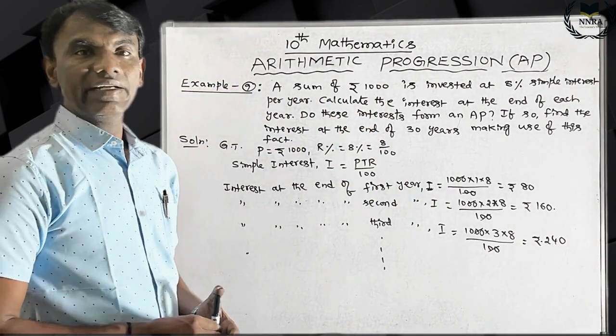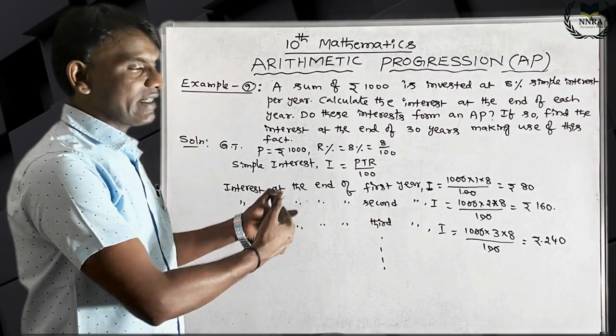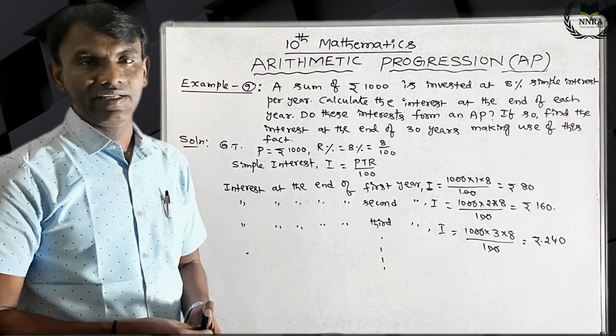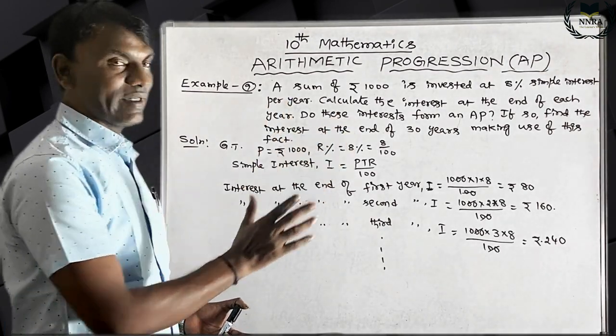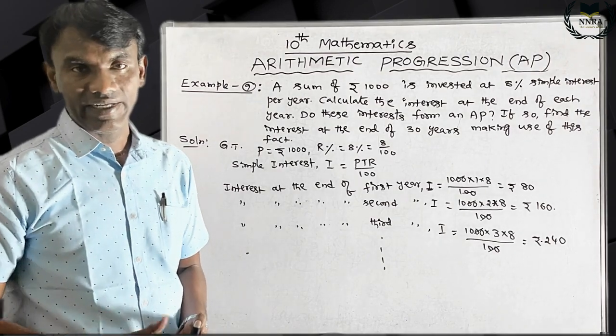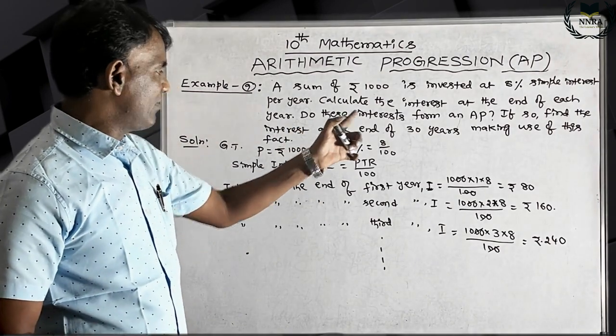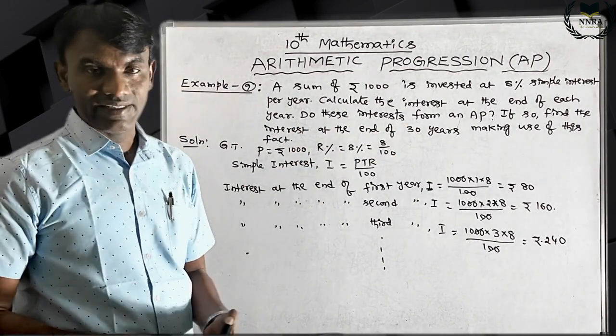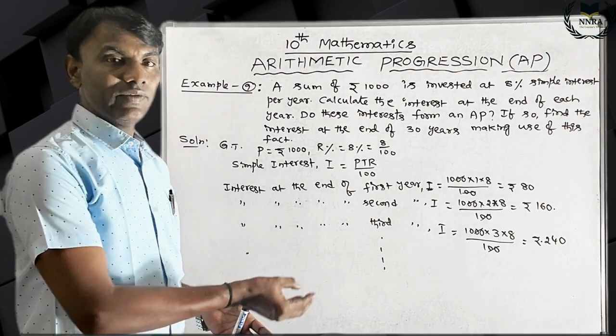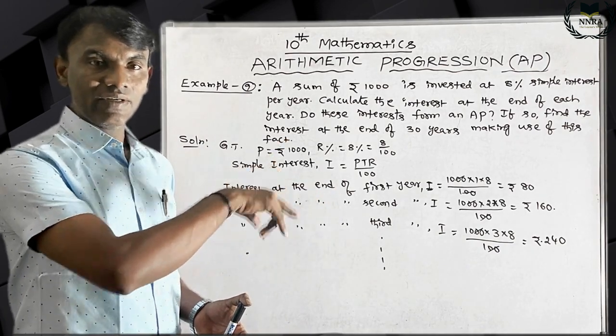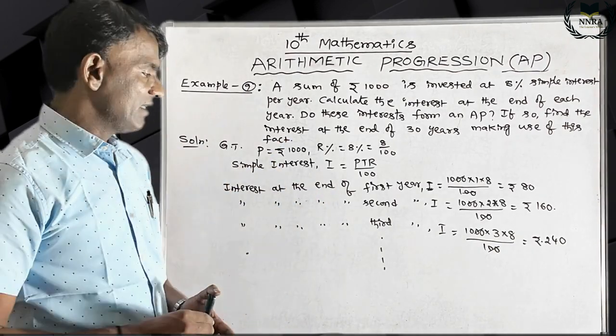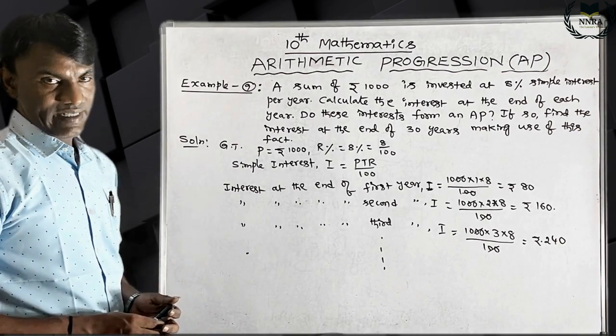Okay. And now we have to check whether it is an AP or not. If it is not an AP, no need to find the remaining values. Means the second part is not required. So they mentioned here, now find the interest at the end of 30 years. But if the values form an AP, then only we find that. Clear? And now how to verify that?